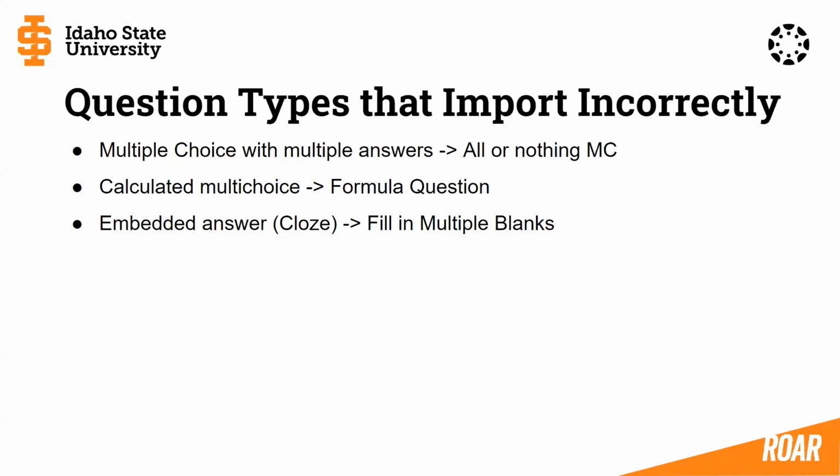That's not possible. But what's kind of bad from our perspective, and what you'll have to pay attention to, is that this becomes an all or nothing multiple choice. If that's what you always wanted in the first place, then you'll be happy. But we actually have a different question type in Moodle for that. Calculated multi-choice becomes a formula question, which can be okay, but it's no longer a multiple choice. So it's really getting converted on you, and you should think about whether that's an okay conversion.